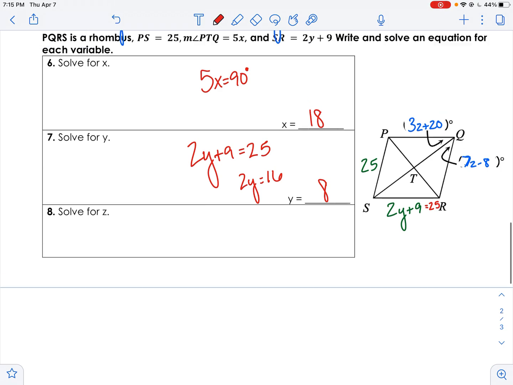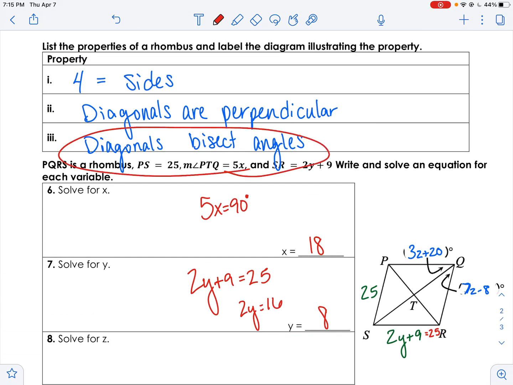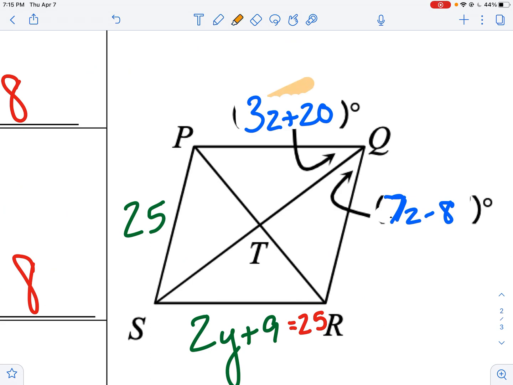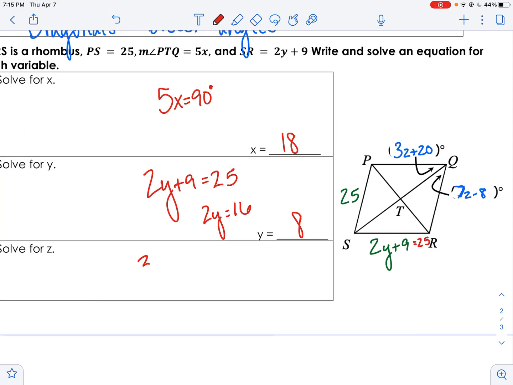Alright, so the angles are being bisected or cut in half by those diagonals. And anytime you cut something in half, the 2 halves by definition are equal. So 3z plus 20 should have to be equal to 7z minus 8. And if I do some algebra, I'll get 28 equals 4z, so z should be 7.